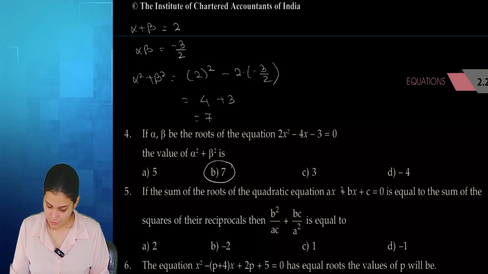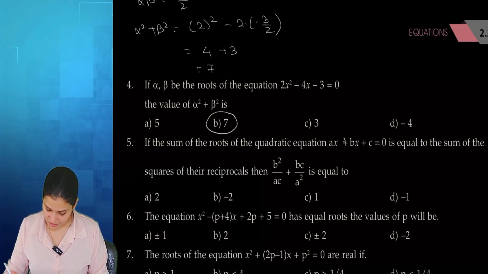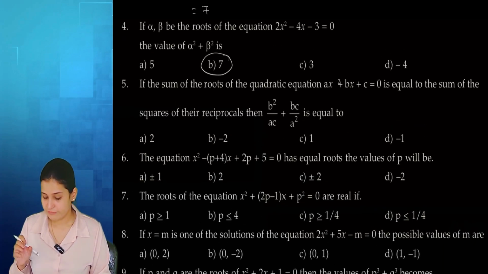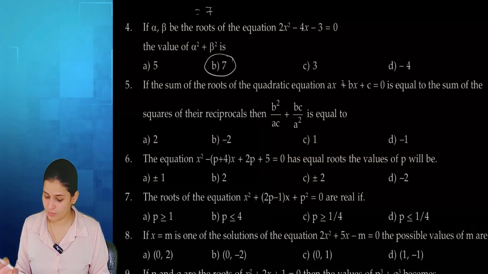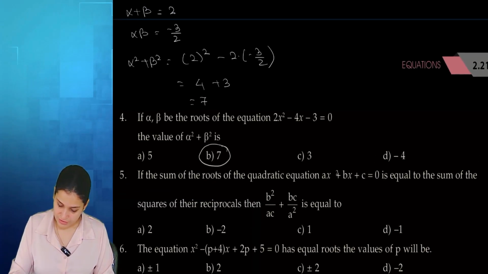Yes, ma'am. Question number 5. Again, question number 5, and there is one more, 10. 5 and 10 are learned. They come very commonly also, and they are very common also. Okay. What will we do?